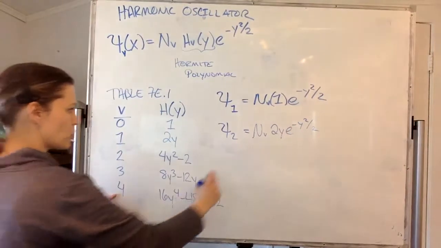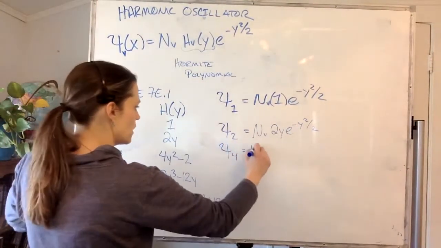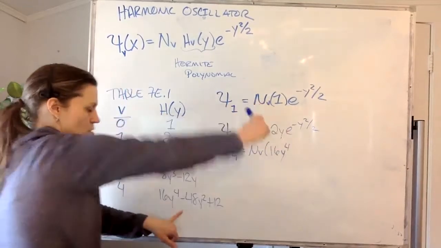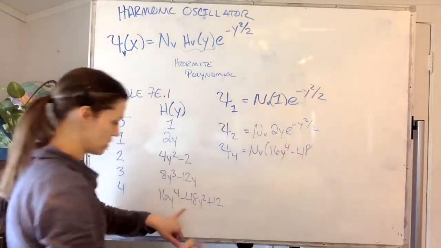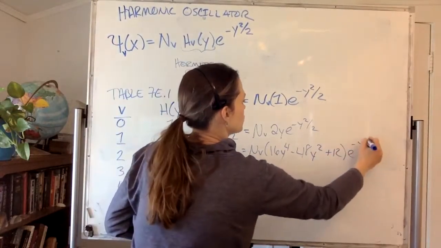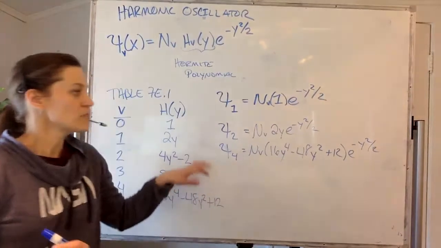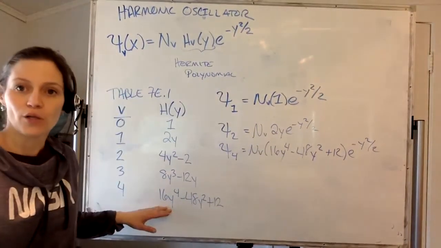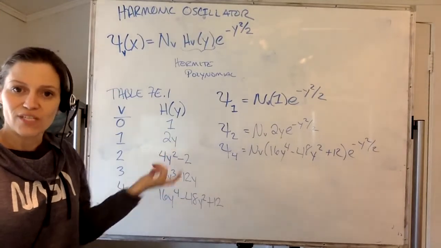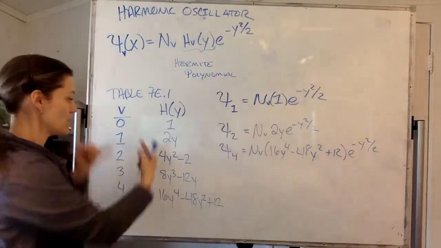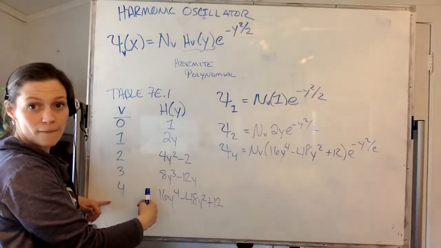Now let's jump down to the 4. Psi 4 is equal to N_v, oh goodness, 16y to the 4th minus 48 y squared plus 12, times e to the minus y squared over 2. Ha. Okay, starting to get trickier. The beauty of the Hermite polynomials is that they give us these succinct polynomials that we stick in based on which state we're in.